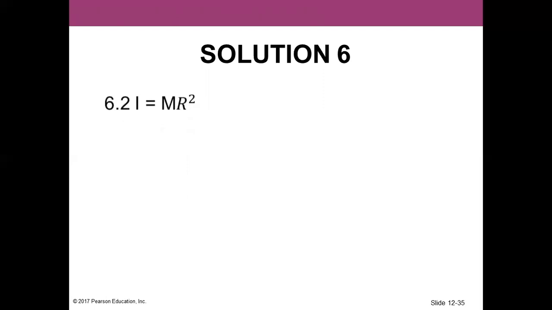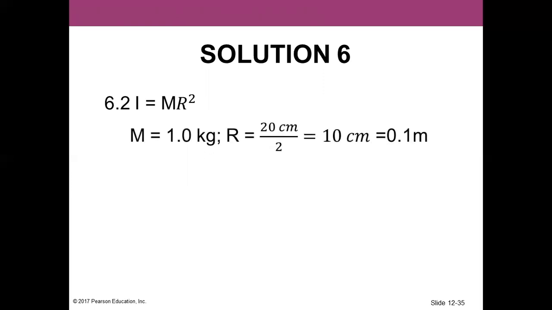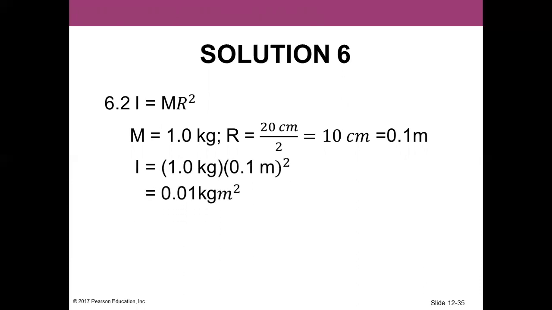Okay, 6.2. For the loop, the formula is I equal to mr squared, where m is the mass and r the radius. Then m is given as 1.0 kg, and r again is half of the diameter, which is 0.1 meters. Then we substitute, punch the calculator and get the answer, which is 0.01 kg meter squared.